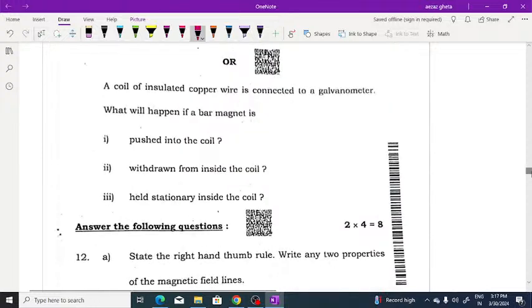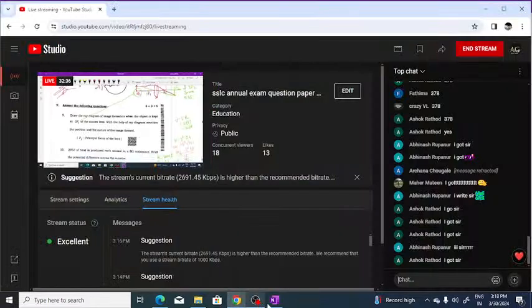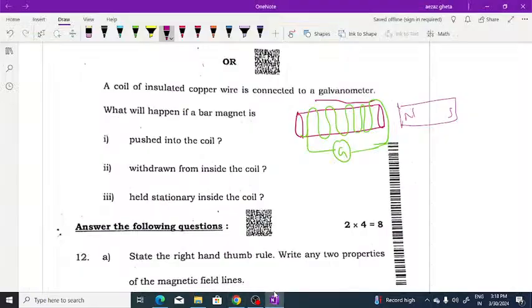Next, a coil of insulated copper wire is connected to a galvanometer. Galvanometer is used to detect the presence of current. What will happen if a bar magnet is pushed into the coil? One coil is there here, wound with a copper wire, and the copper wire is connected to a galvanometer. A bar magnet is inserted into this coil. What happens?